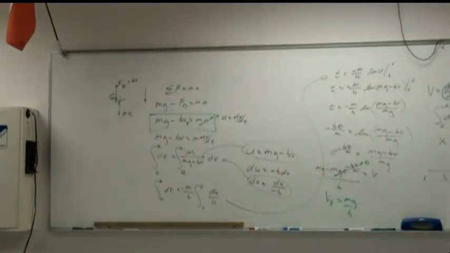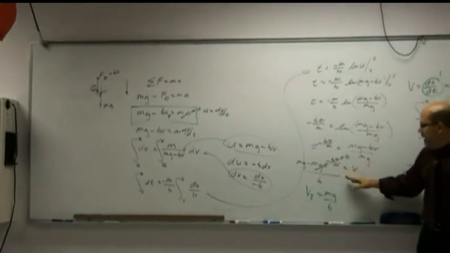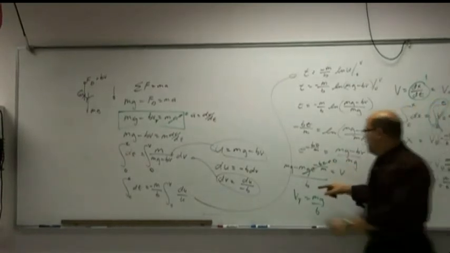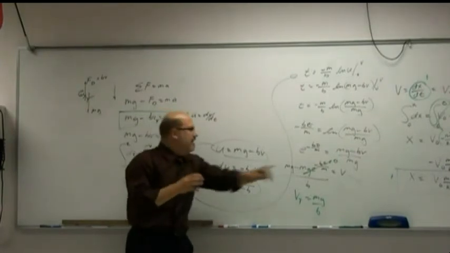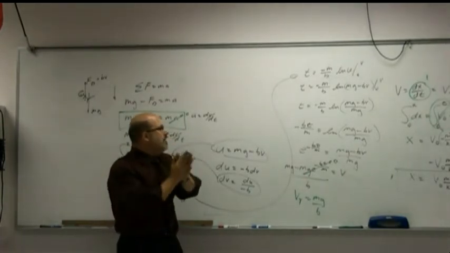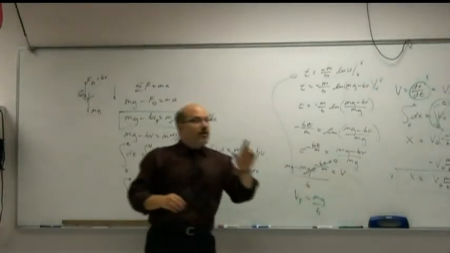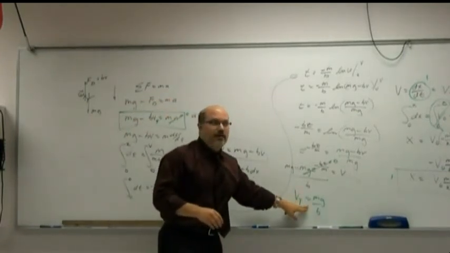What I just did is check my answer, because at time equals 0, look what I get. I get e to the 0, which is 1. So I get mg minus mg, and I get a velocity of 0. We start from rest, and we end at terminal velocity. Yay. We check the limits.